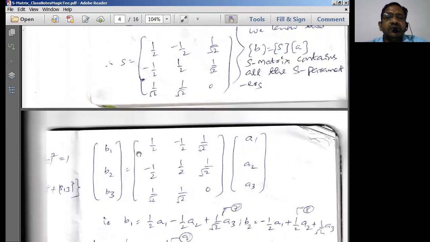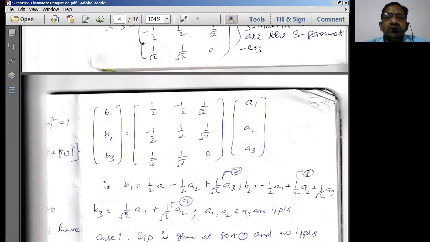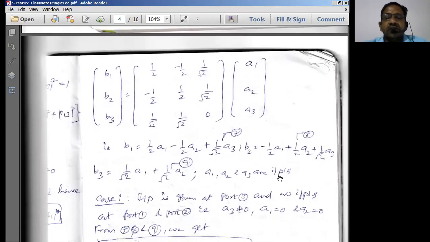Now we'll expand this for our S matrix. This S matrix is a 3 by 3 matrix. Therefore, I'll be having 3 rows, 1 column for the output, and the input also has 3 rows, 1 column. Like this, we normally write the S matrix using the matrix representation. Then we can go for finding the B1 value. How can I find B1? B1 is row 1, column 1 multiplication. So 1 by 2 A1 minus 1 by 2 A2 plus 1 by root 2 A3. Similarly for B2, similarly for B3.